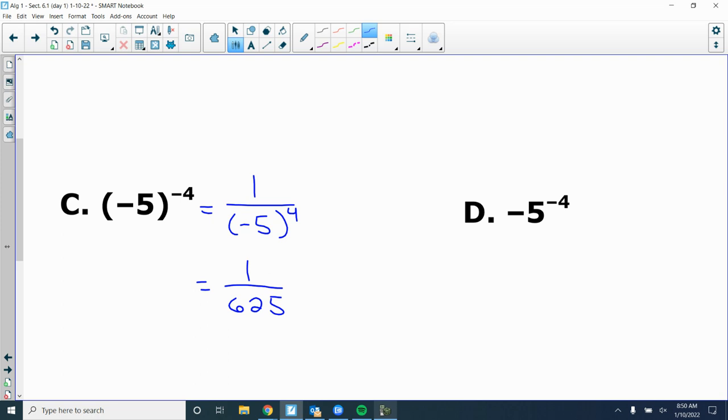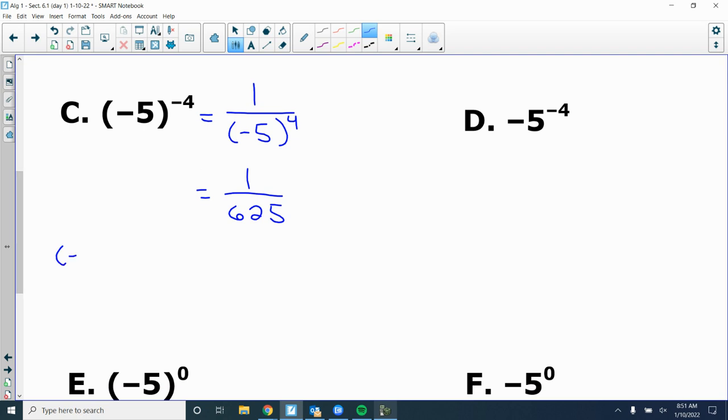Why would it change to the positive? Okay, in general, here's what you got. You got negative 5 times negative 5 times negative 5 times negative 5. That's what negative 5 to the 4th power means, right? A negative times a negative is always what? Positive. So negative 5 times negative 5 is positive 25. And then negative 5 times negative 5 is positive 25. So you got two positives in the end.